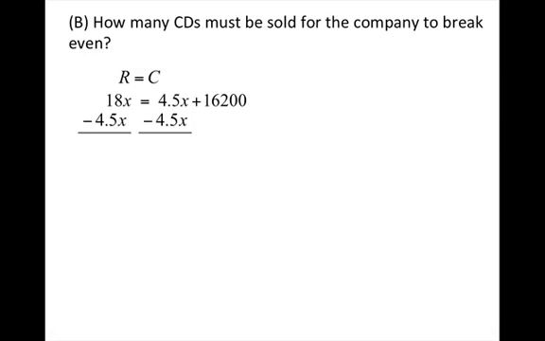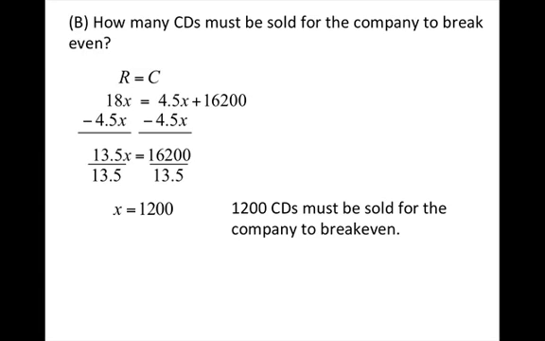Subtract 4.5X from each side, and I get 13.5X equals 16,200. Now divide each side by 13.5, and X equals 1,200. So the company must sell 1,200 CDs to break even.